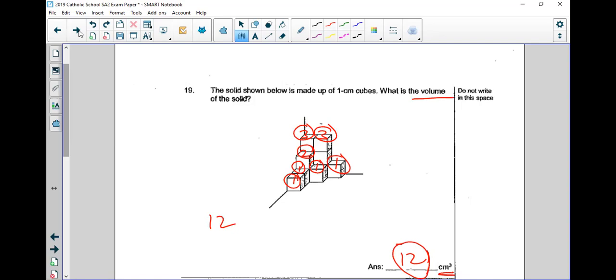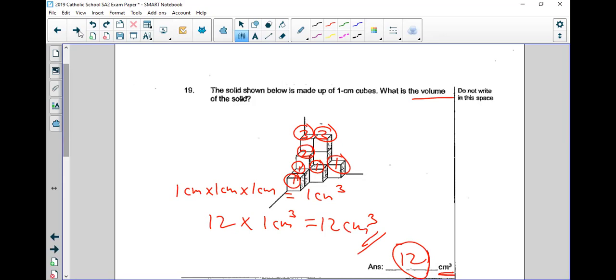You have to find the volume of 1 cube. What is the volume of 1 cube? 1 cm times length times breadth times height, right? That's the volume of 1 cube. And then you got 12 cubes, so 12 times 1 cm cube. And that's how you get your answer 12. Do you understand? Because if you just count the cube and you put the answer there 12, you're wrong because that is how many. You're supposed to find the volume. So you have to multiply by the volume of 1 cube to get your answer.